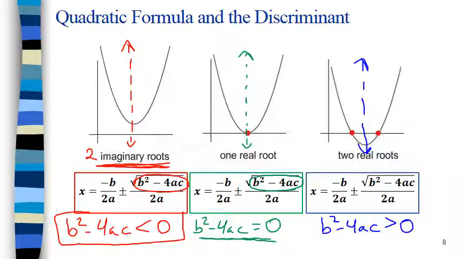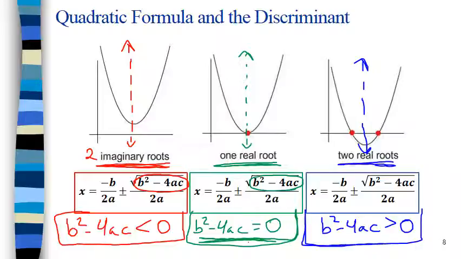When b squared minus 4ac is equal to 0, we end up with 1 real root. And when b squared minus 4ac is positive, we end up with 2 real roots. Now, those real roots don't necessarily need to be positive. They could be on the left side of the y-axis, but this gives you a good visualization of what we're looking at.